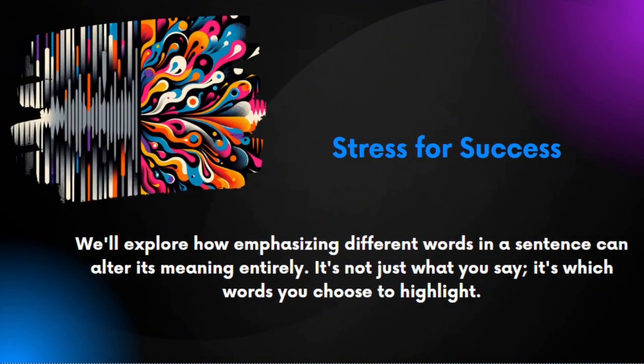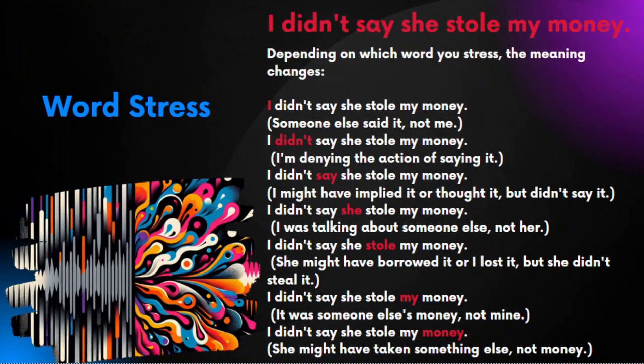Stress for success. We'll explore how emphasizing different words in a sentence can alter its meaning entirely. It's not just what you say, it's which words you choose to highlight. So keyword, emphasizing. It's the power, the oomph. All right, so we're going to get into word stress. We're going to focus on the sentence, I didn't say she stole my money. You see that at the very top in red? I didn't say she stole my money. Now, depending on which word you stress, the meaning changes. I'm going to read through these real quick. You just listen how I put emphasis or stress the word, and it changes the meaning.